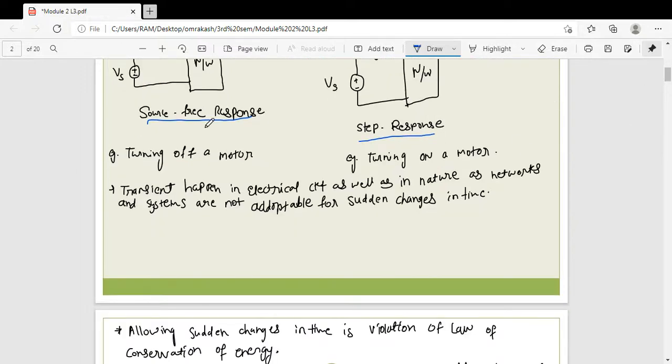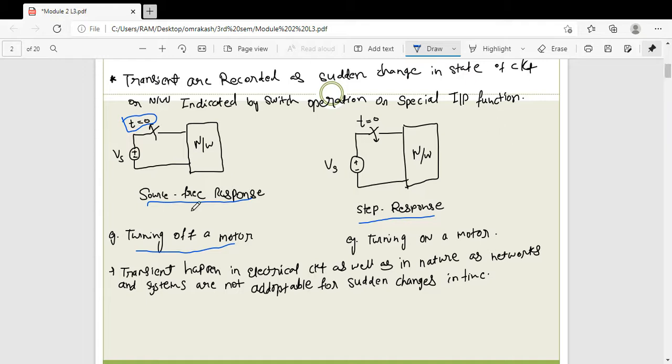Now this is an example of turning off the motor. When you switch off the button, the motor is off. For example, see the ceiling fan. When you switch off, the fan is off, meaning the power is cut and the voltage is disconnected from that circuit. So that is one operation. Similarly, when you switch on the fan, the voltage source is connected through to your load. That is the example given here, turning on the motor.